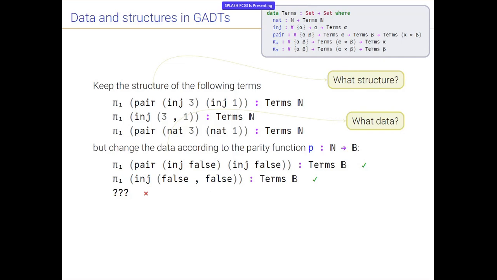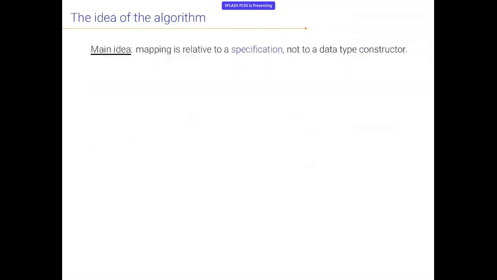Okay, so the paper described an algorithm to know when a function is mappable, to characterize the functions that are mappable for GADTs. I won't go into the detail of what is this algorithm. I will try just to give you intuition by running the algorithm on some examples and giving you some idea of where are the difficulties. And the first main idea in the algorithm is that when you are mapping a function over a term in a type, we are mapping relative to a specification and not to a data type constructor. So let me explain what we mean by that.